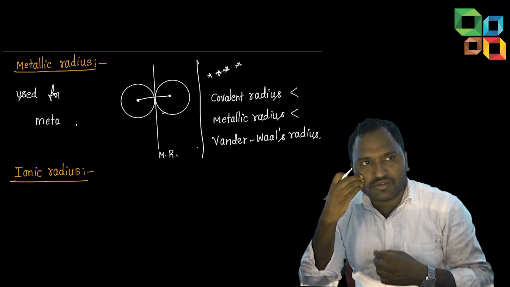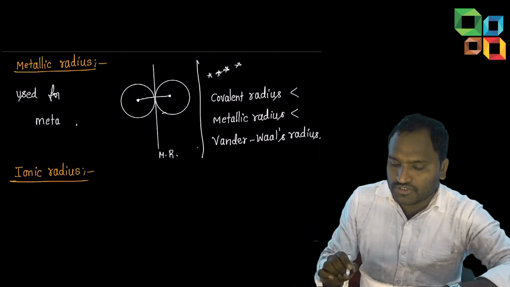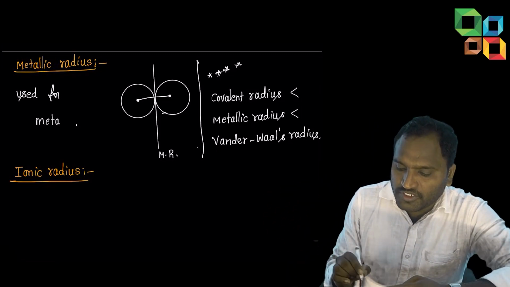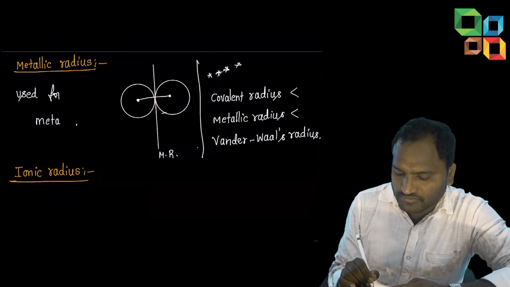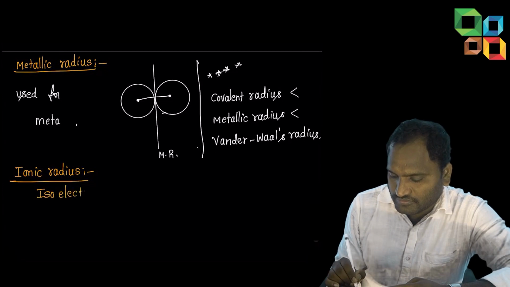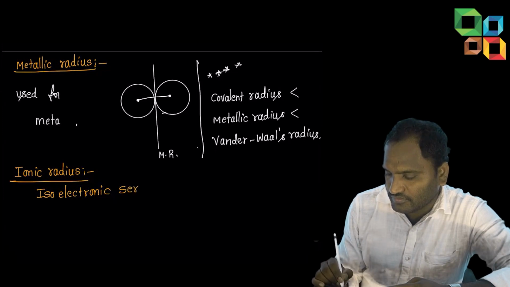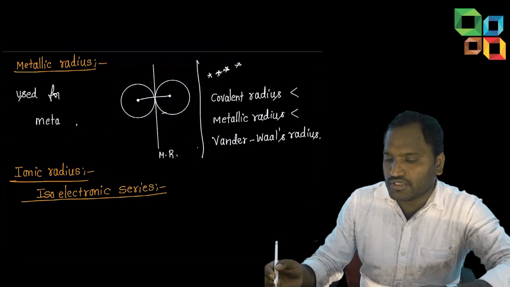This is the atomic radius of lithium. Beryllium, a little it will come down. Boron, still it comes down. Carbon. Like this, atomic radius goes on decreasing as we move from left to right in a period.